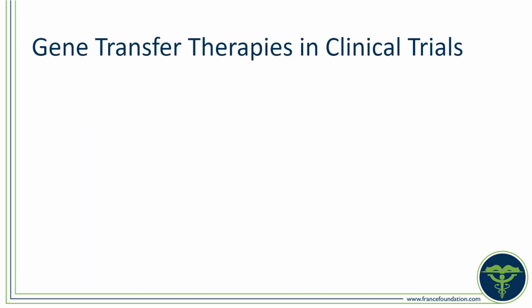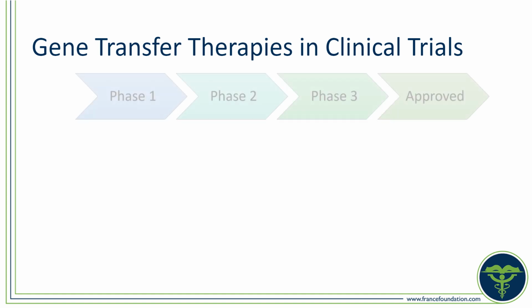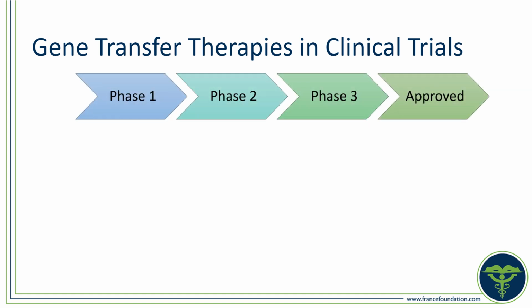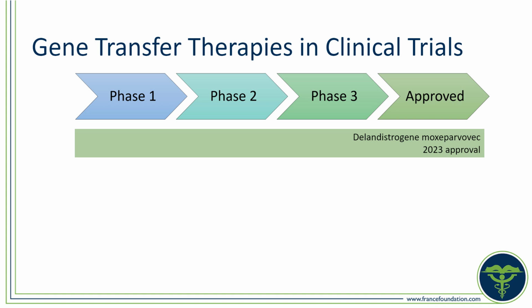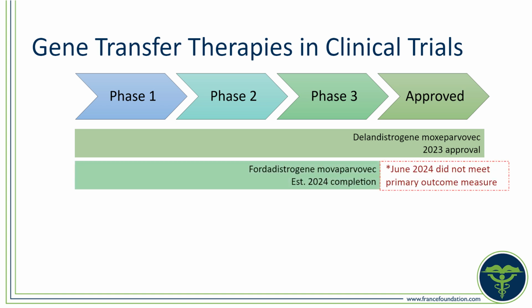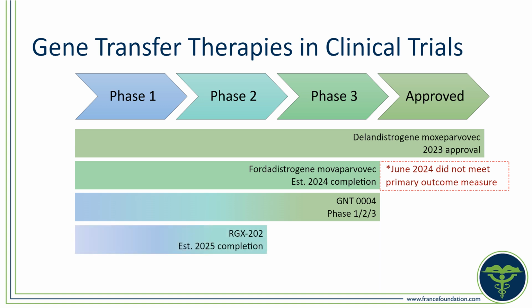Numerous gene transfer therapies are in clinical trials for the treatment of patients with Duchenne muscular dystrophy. Delandistrogene moxeparvovec was the first FDA-approved gene transfer therapy for DMD, and this received its approval in 2023. Ortodistrogene movaparvovec and the Genethon 0004 studies are in phase 3 clinical trials. RGX-202 and SGT-003 are also in phase 2 clinical trial programs.